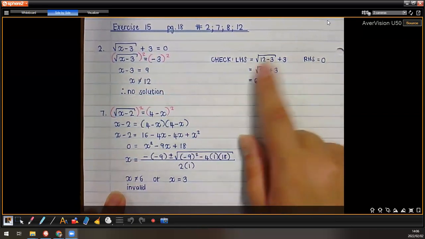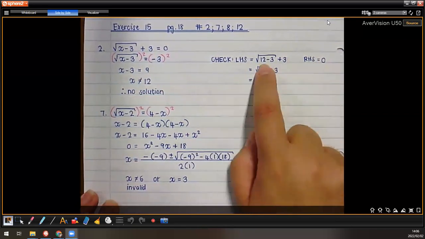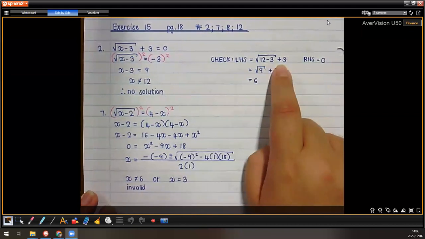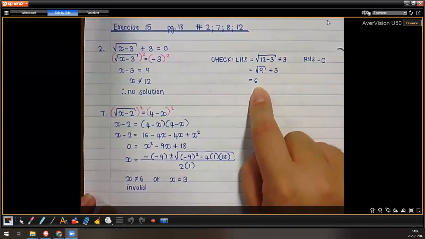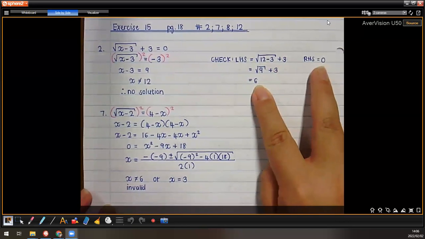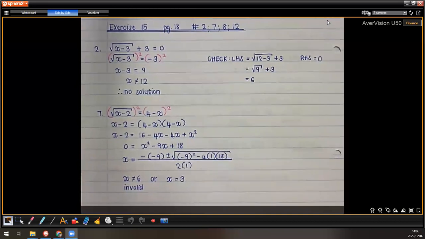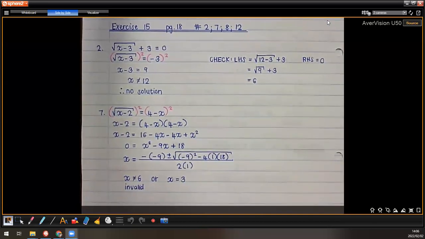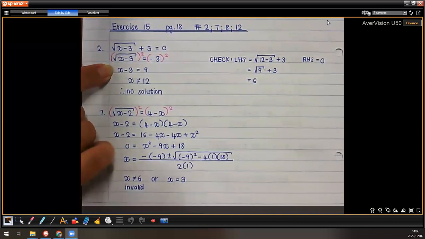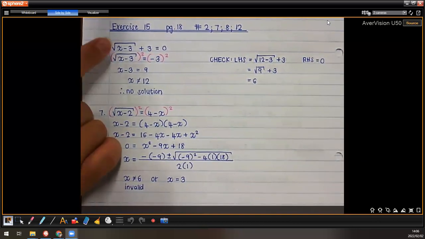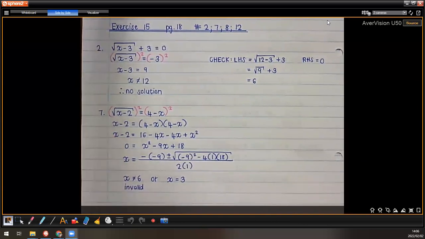And then you can see I wrote my check down on the side. If you actually sub the 12 in on the left-hand side, you're actually getting 6, but on the right-hand side, it should be equal to 0. So since the left-hand side is not equal to the right-hand side, 12 actually doesn't work for this equation. Remember why does that happen? Because we changed the equation actually when we squared both sides. So we're actually getting an answer that works for the equation that we created, but it doesn't actually work for the original.